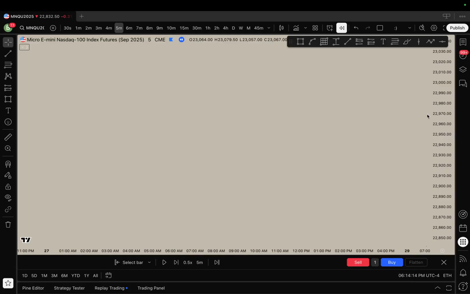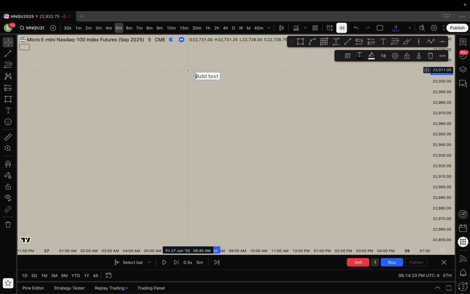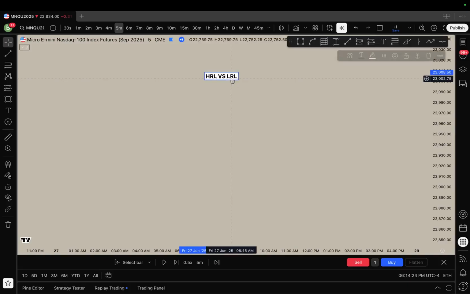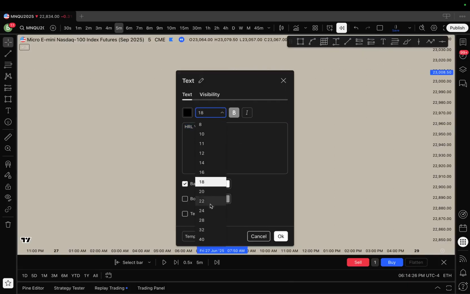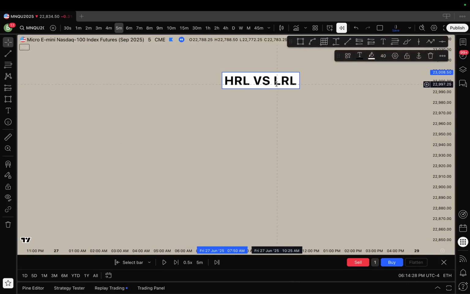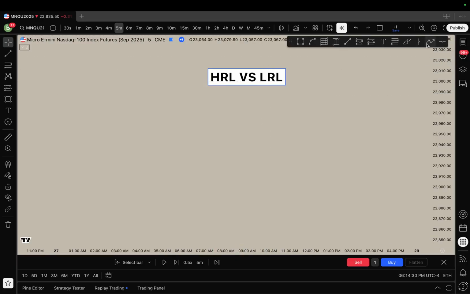Now, before I move on, I want you guys to realize the importance of high resistance liquidity versus low resistance liquidity, because it will tell you your whole entire bias if you look at the market in this way. This is how I'm always looking at the market: where we are generating low resistance liquidity versus where we are generating high resistance liquidity.